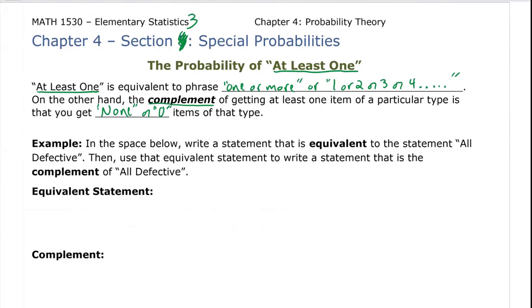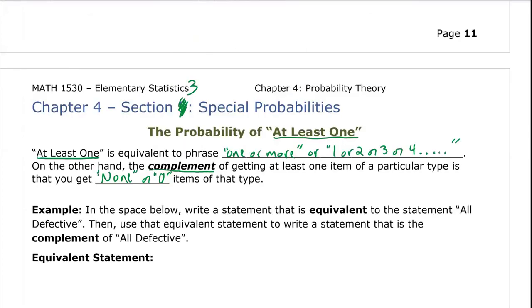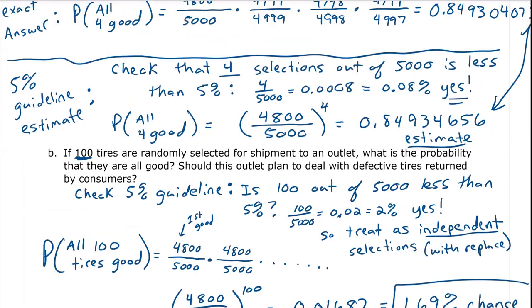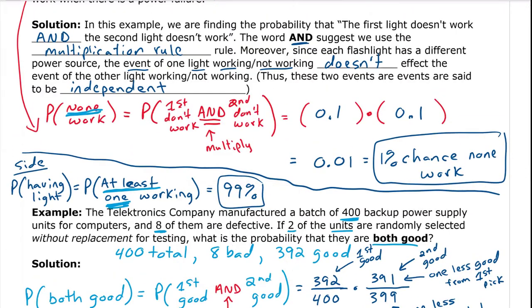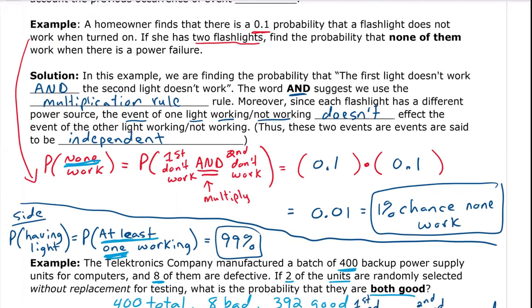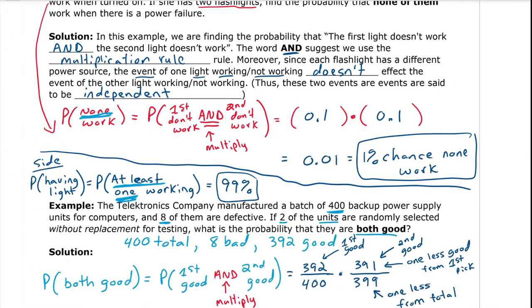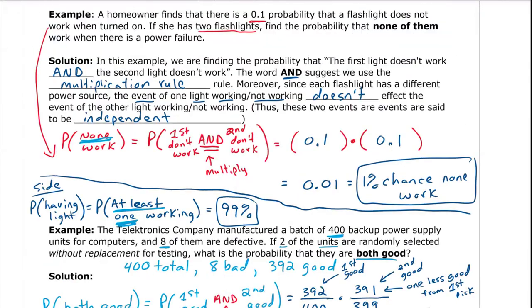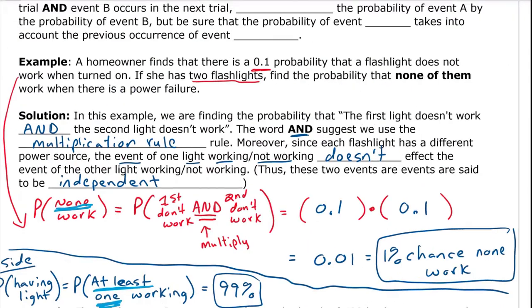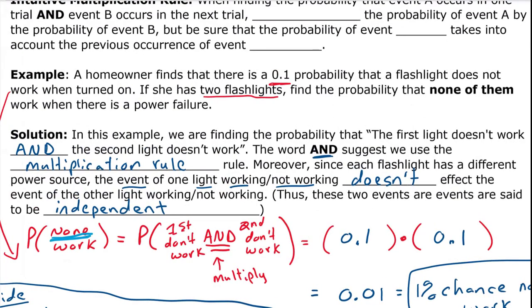You may be wondering, where are we going with this? Why are we talking about the complement? There was a problem we did last week. Let me scroll back up to it real quick. We had a lady that had two flashlights, and it's this example right here, in the middle of page 10. It says that a homeowner has a 0.1 probability that a flashlight doesn't work, so 10% that it does not work when she turns it on.